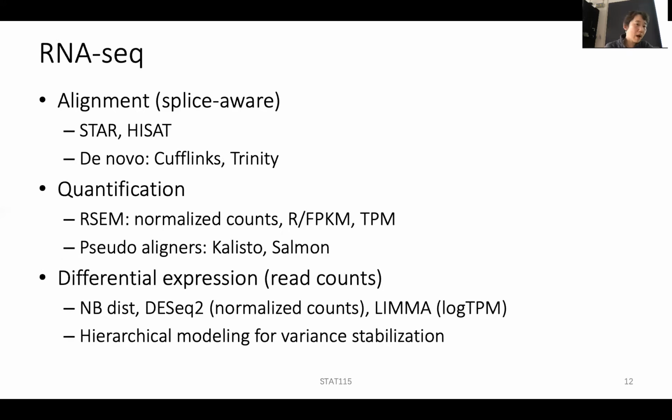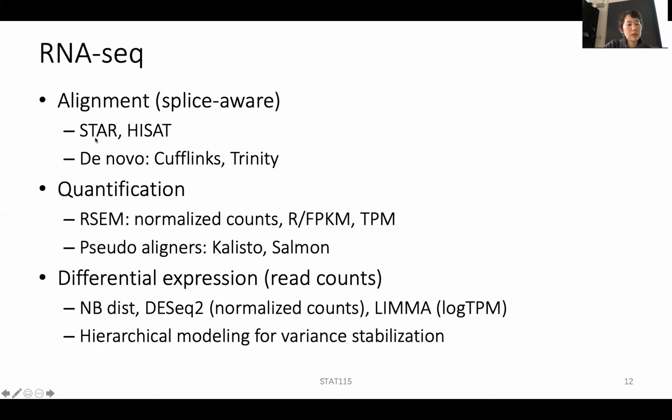Very quickly, we went to RNA sequencing. For that, the read alignment needs to be more splice aware. We focus on mapping the exons and the junctions, right? So there's STAR, there's HISAT, and also there are de novo alignment tools, for example Cufflinks, which does not even need a known transcript annotation. It just starts trying to map to the genome and figure out where the exons are and where the junctions are. Trinity is a different tool.